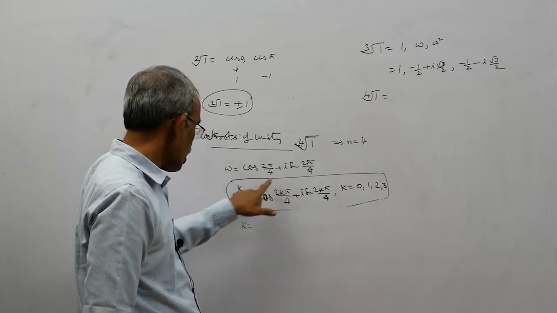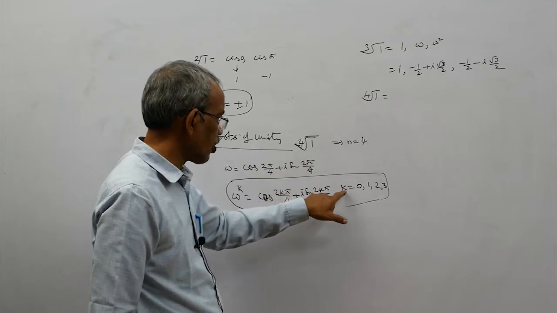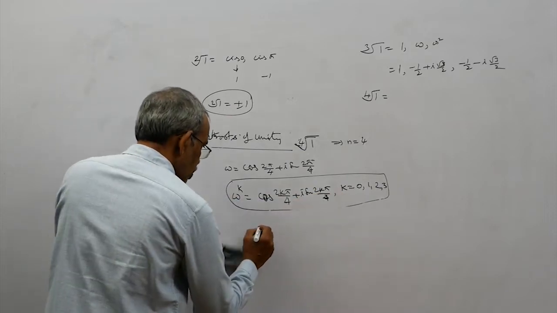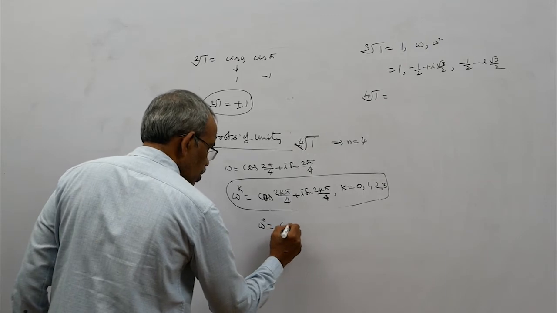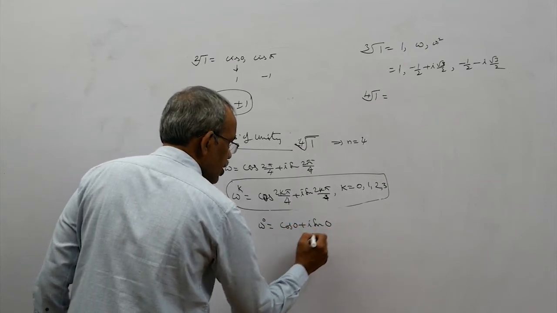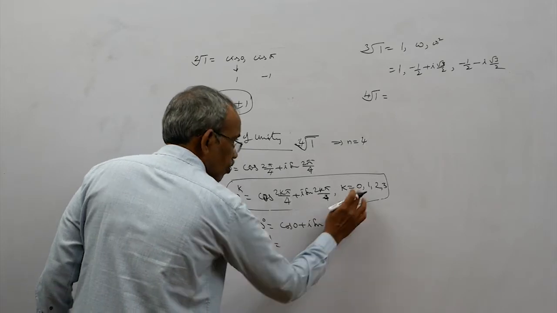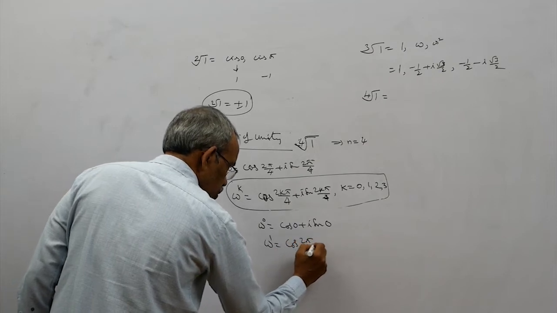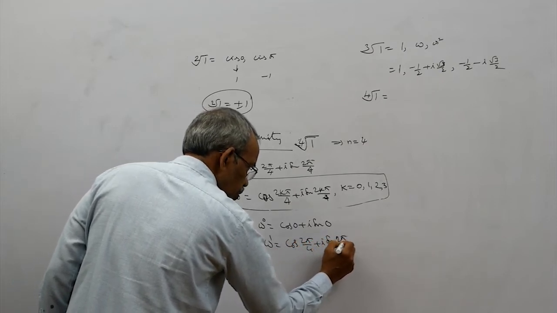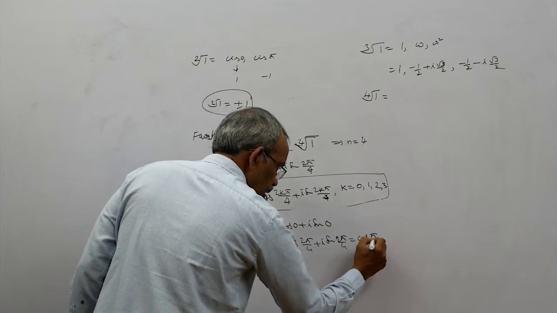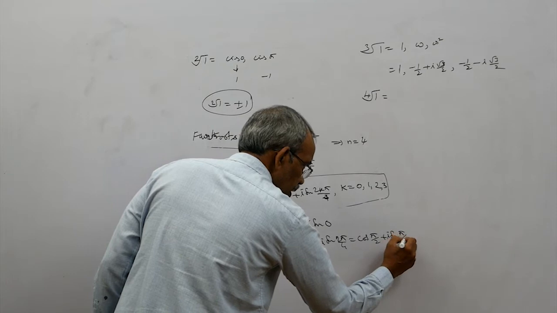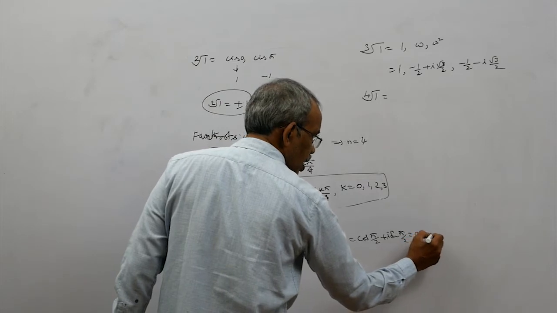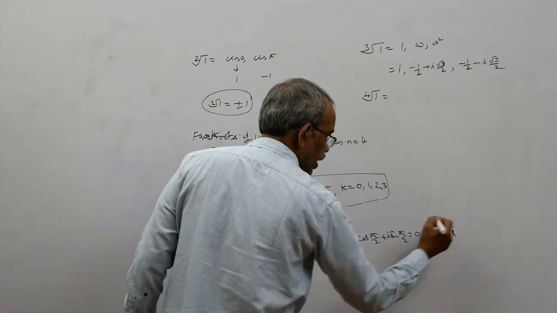Omega power k equals cos 2k pi by 4 plus I sin 2k pi by 4, where k equals 0, 1, 2, 3. When we substitute k equal to 0, we get omega power 0 equal to cos 0 plus I sin 0. Omega power 1, when we substitute k equal to 1, we get cos 2 pi by 4 plus I sin 2 pi by 4. That is equal to cos pi by 2 plus I sin pi by 2. Cos 90 is 0, so 0 plus I into 1 is equal to I.